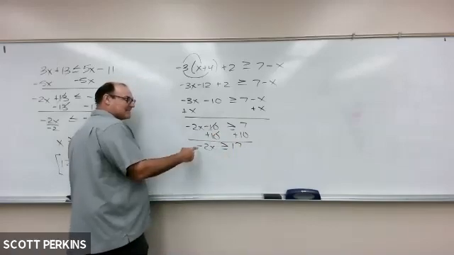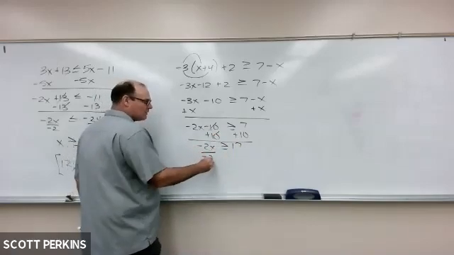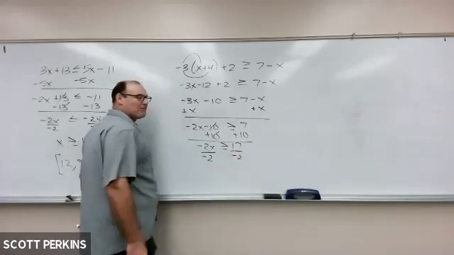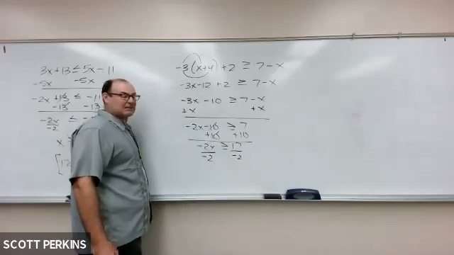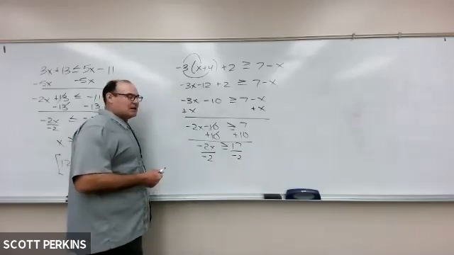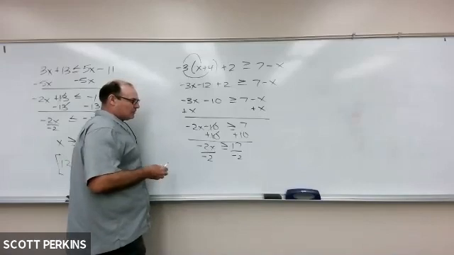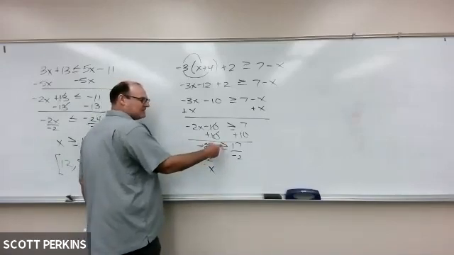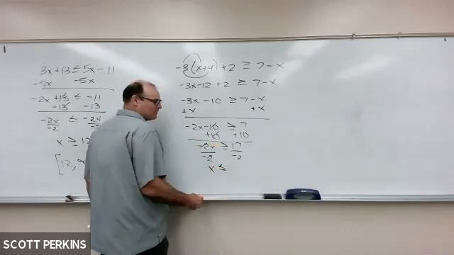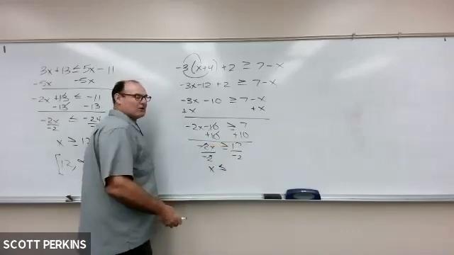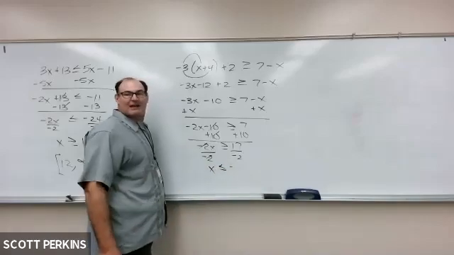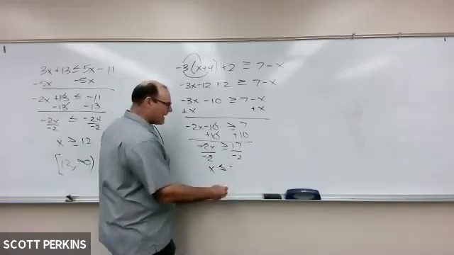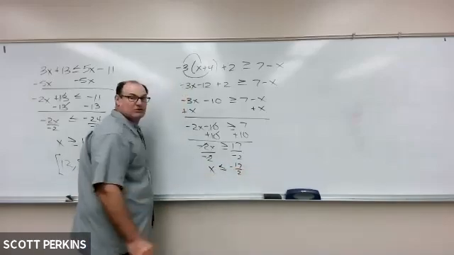My last step, since I have a -2, when I multiply or divide by a negative on both sides of the inequality, it changes the size relationship of the values. And so I have to now flip this. Instead of a greater than or equal to, it becomes a less than or equal to. 17 over -2, you're welcome to make that -8.5 if you love decimals. I'm going to just leave it as -17 over 2.